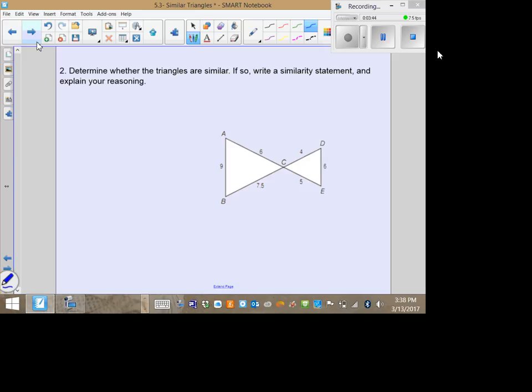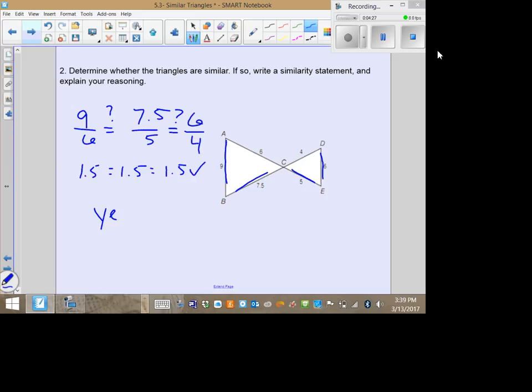And now you can see an example. Determine whether the triangles are similar. So write the similarity statement. So we're going to match up our 9 and our 6. So we can say 9 over 6. And we want to know if that equals matching up our sides here, our 7.5 and our 5, as if we're turning the triangle underneath. So that equals 7.5 over 5, which also equals 6 over 4. And we'll get that all of these are 1.5. So all of the scale factors are 1.5. So we'll get yes by side-side-side similarity.